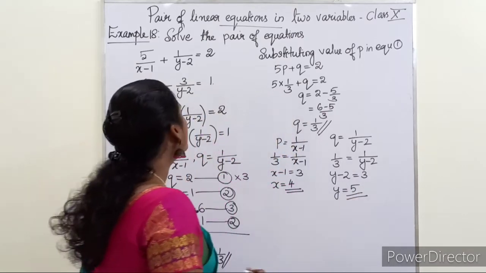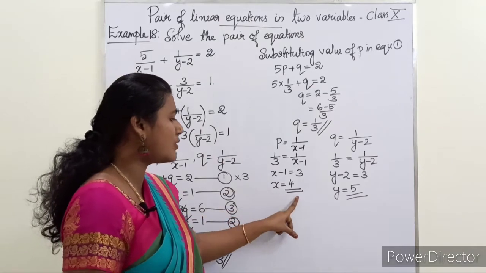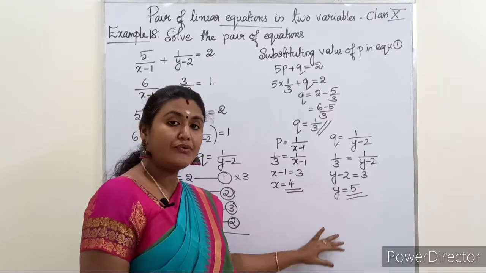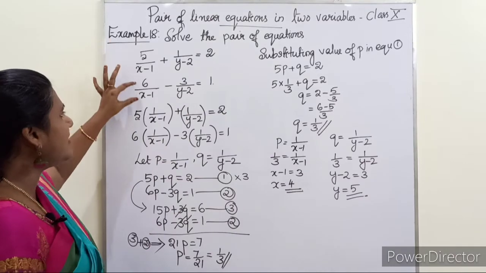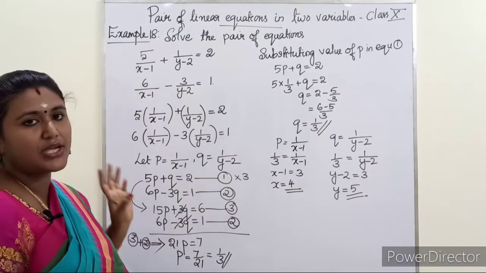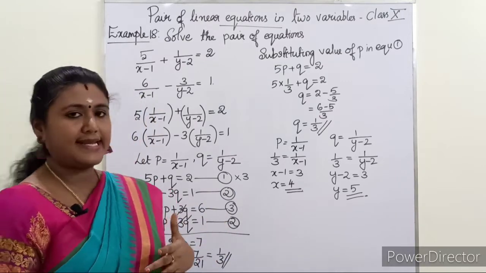So the solution of the given pair of equations is x is equal to 4 and y is equal to 5. And you can do verification by substituting these two values in the given equations and check whether these values satisfy the equations or not. So that is the verification part. Now, next example.